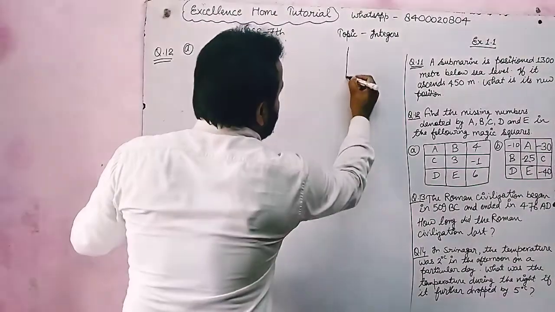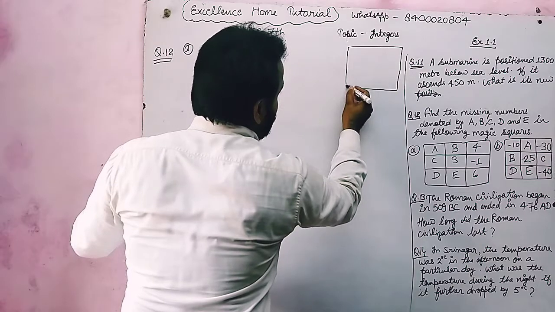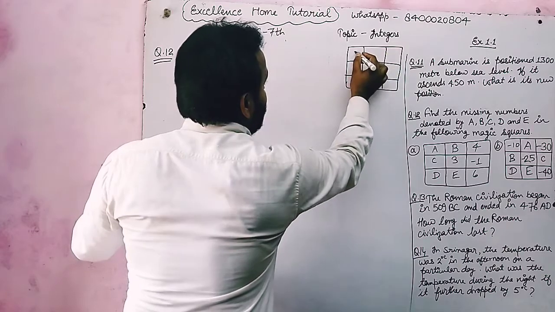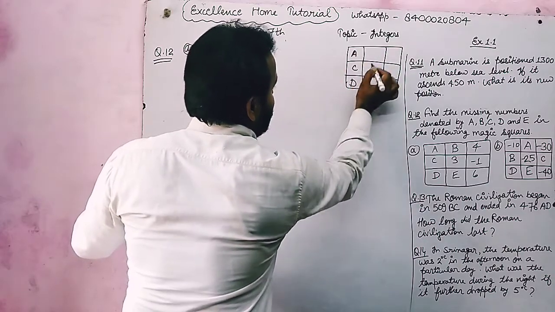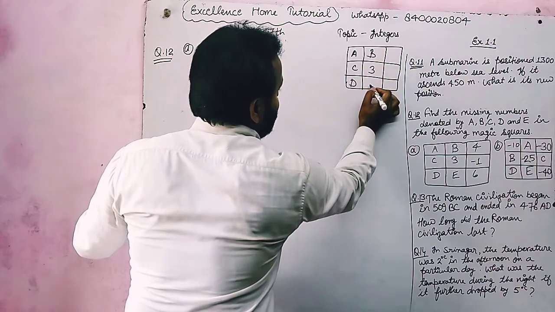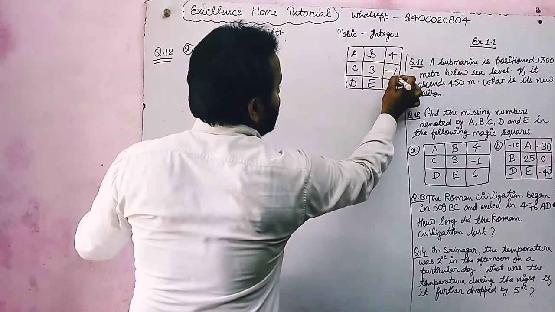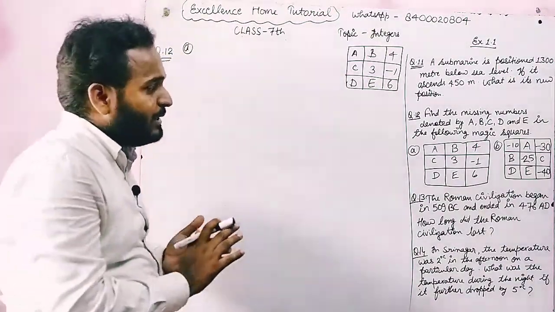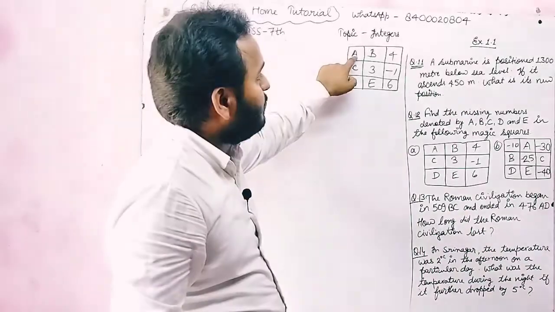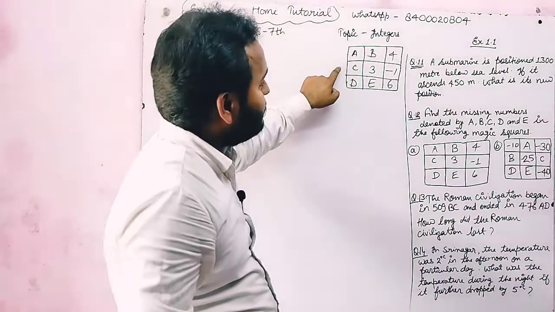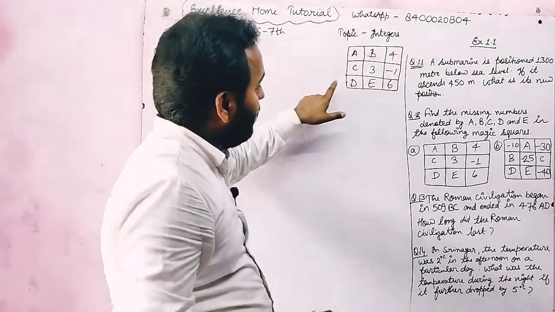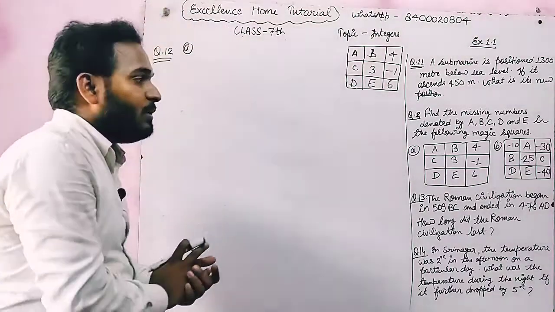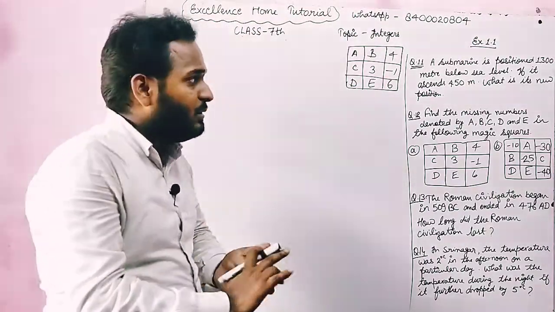In this we have to draw this magic square as it is, that is A, C, D, B, 3, E, 4, -1, 6. So in these type of questions we have to observe that in row first, 2 unknown numbers are given. Row second, 1 unknown number is given. Row third, 2 unknown numbers are given. So we cannot take first row, second row, third row for our calculation.